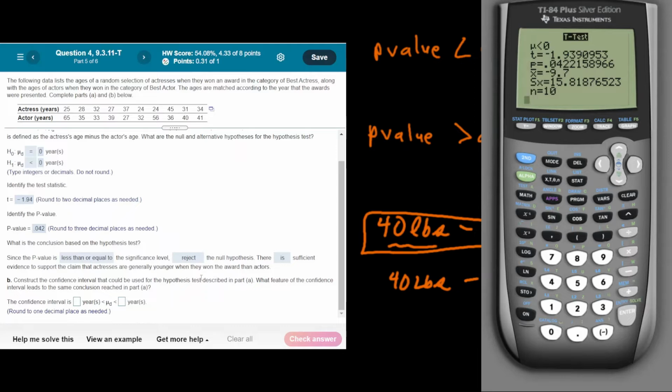Okay, now the confidence interval. So let's hit stat. Go over to tests. We're going to hit T interval. So right here at number 8.